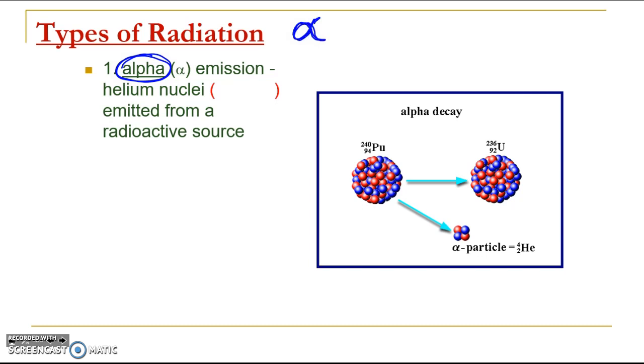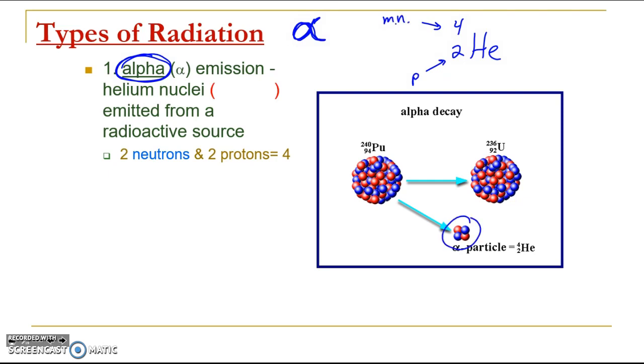Okay, alpha radiation. Alpha releases a helium nuclei, emitted from a radioactive source. 2 neutrons and 2 protons, because that's what helium is. I want you to write this in as well. Helium, 4, 2. It's got 2 protons, and then the mass number is 4. So it's actually releasing a helium atom.